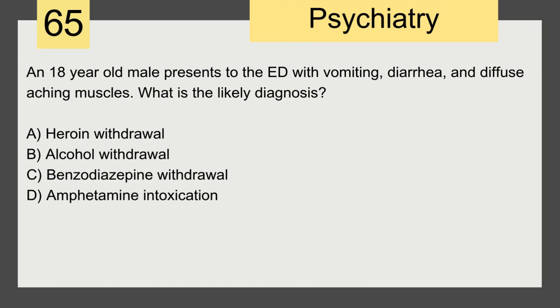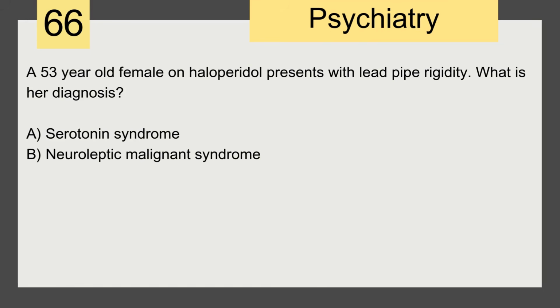Question 65. An 18-year-old presents with vomiting, diarrhea, and diffuse aching muscles. This is opioid withdrawal, heroin withdrawal. You'd also see fentanyl withdrawal. Vomiting, diarrhea, and diffuse achy muscles. Question 66. A 53-year-old female on haloperidol presents with lead pipe rigidity. Remember before, neuroleptic malignant syndrome, as opposed to serotonin syndrome, where we see hyperreflexia.